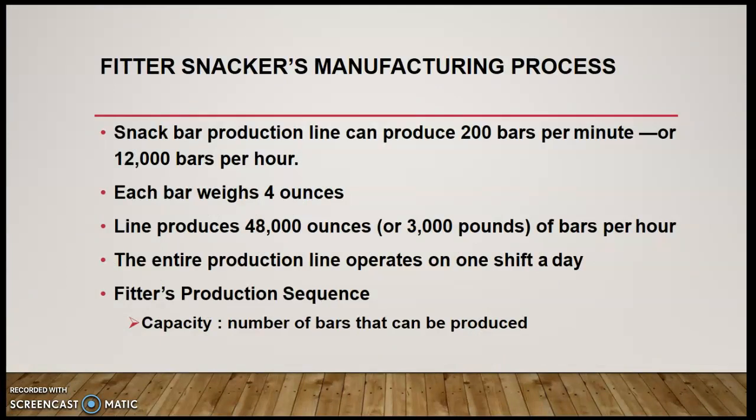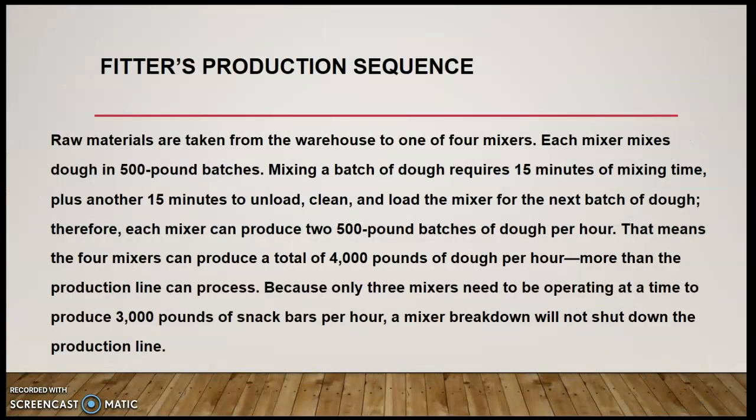Snack bar line can produce 200 bars per minute, or 12,000 bars per hour. Each bar weighs 4 ounces, so that is 48,000 ounces per hour, or 3,000 pounds per hour. The entire production line operates on one shift a day. Fitter-Snacker's production sequence, or capacity, is the number of bars that can be produced.